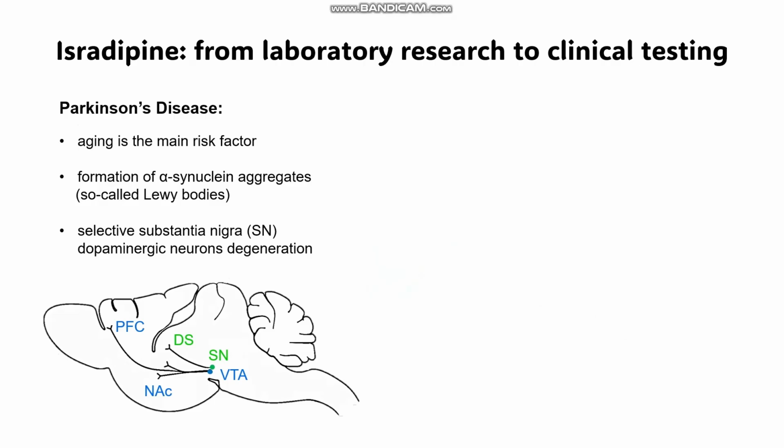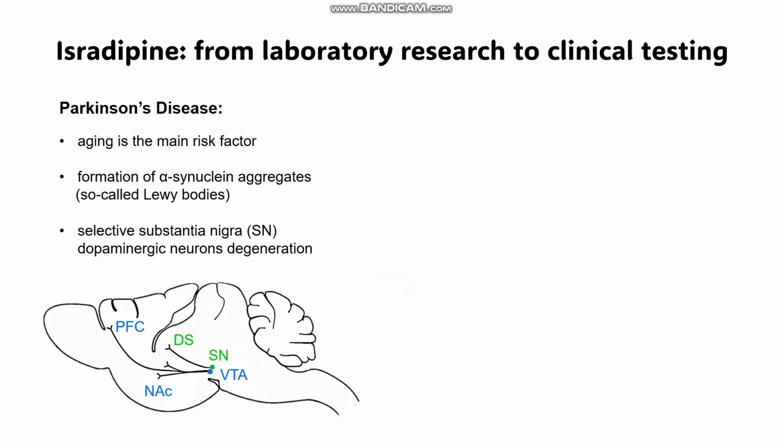Dysfunction of L-type calcium channels has been observed in several diseases. Moreover, preclinical studies have demonstrated that isradipine, an L-type calcium channel blocker, exerts neuroprotective effects in Parkinson's disease models.